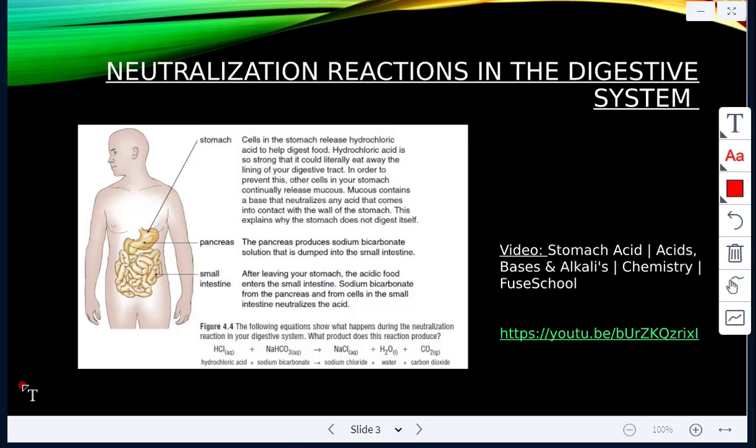So here is an equation showing what happens during the neutralization reaction in the digestive system. We have hydrochloric acid plus sodium bicarbonate produces sodium chloride, that's the salt, plus water, plus carbon dioxide gas. All right, there is a short video here summarizing what we've just talked about. It's more visual.